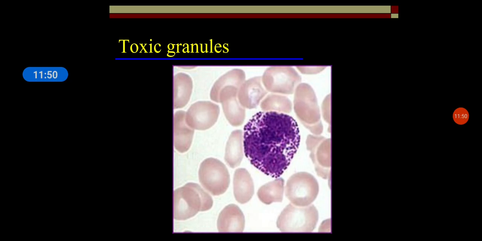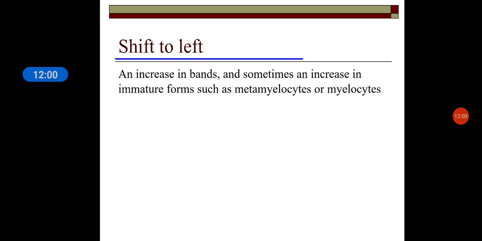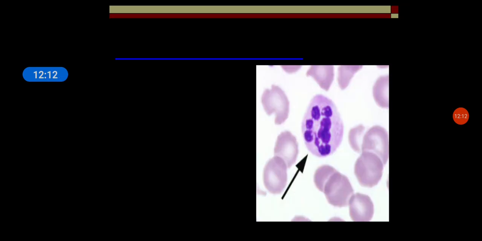If you can appreciate, the granules in normal neutrophils are not this coarse. They are fine granules. Next, when you find more band forms, more metamyelocytes, that is more immature neutrophils, it is called a shift to left. This is a peripheral smear showing shift to left.